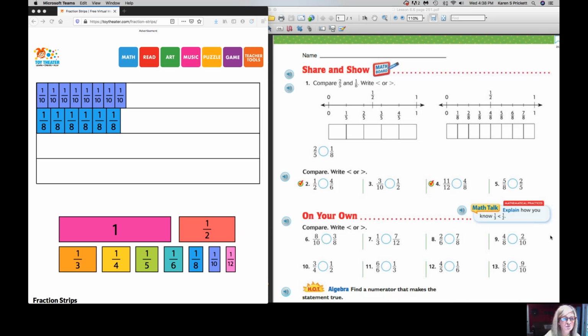Hi guys, it's Miss Prickett, and I'm going to go over with you page 251 in your math textbook in lesson 6.6, where we are comparing fractions using benchmarks.